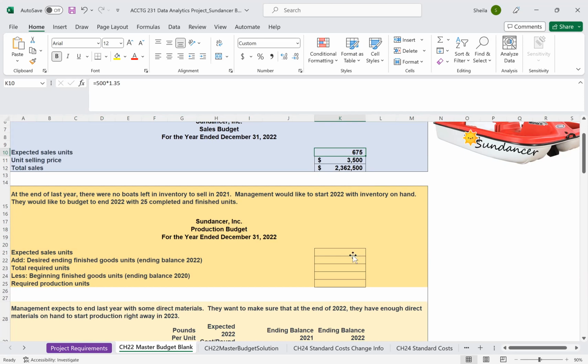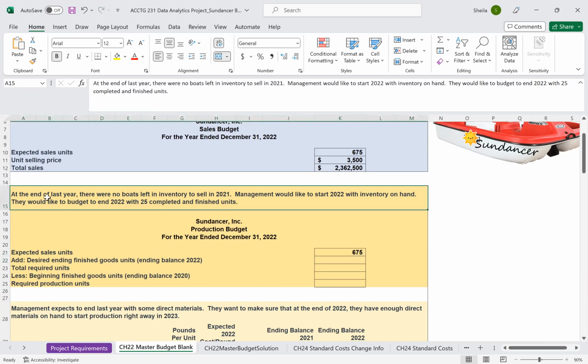So if we expect to sell 675 units and we want to end the year with certain units. If we read this here, it says there weren't any boats left in inventory last year, and management would like to start the 2022 year with inventory on hand. Okay, that would be the goal.